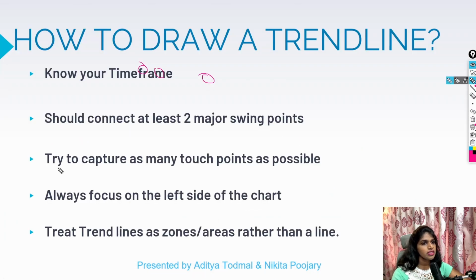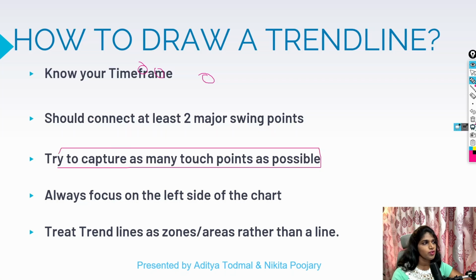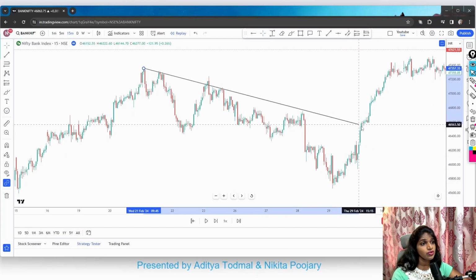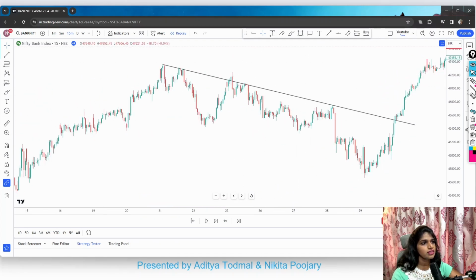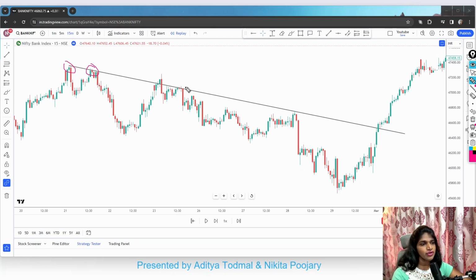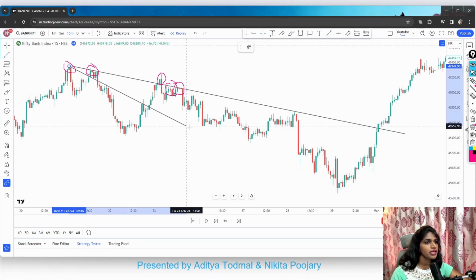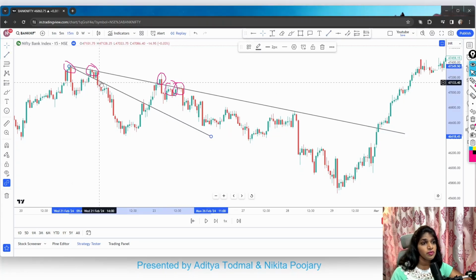Now the third one is to try to capture as many touch points as possible. If you look here, first touch point, second touch point. I have adjusted my trend line because I want to capture as many touch points as possible. I can see there are so many touch points. Although I actually broke this particular body a bit, breaking 2 to 3 bodies is fine. But it can't be like your trend line is something like this, because then it is not capturing maximum points, plus it's breaking more bodies rather than touching. So remember that.